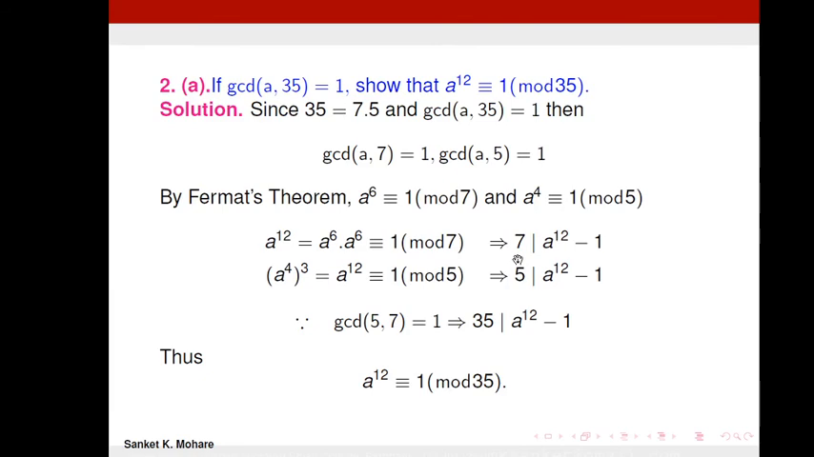So here 7 divides a to the power 12 minus 1, 5 divides a to the power 12 minus 1, and GCD of 7, 5 is 1. So using this corollary, we obtain 35 divides a to the power 12 minus 1. Thus, by definition of linear congruence, a to the power 12 is congruent to 1 modulo 35. So this is the application of Fermat's theorem.